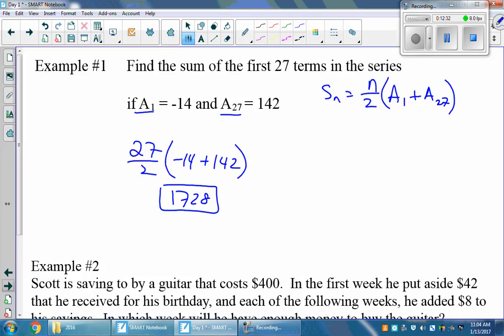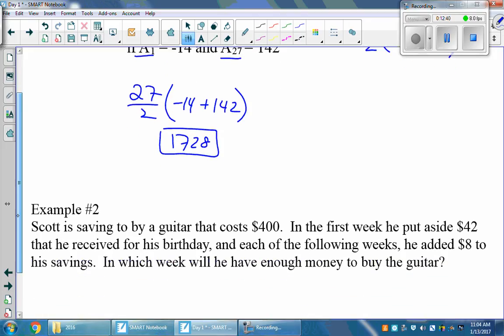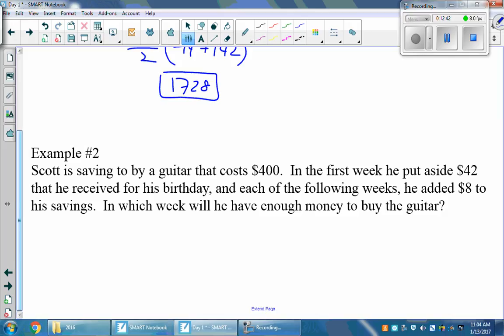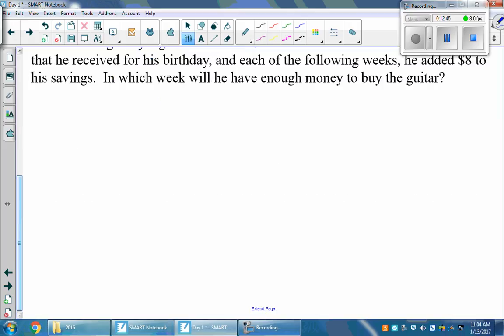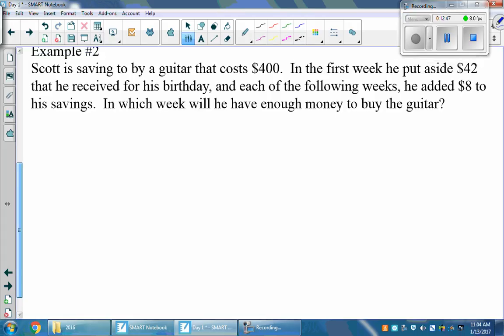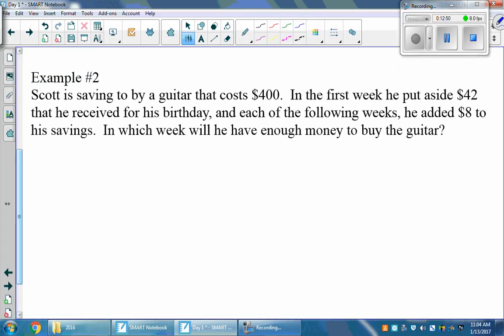And the sum of all those numbers gets you 1,728. Okay, look at 2. Scott is saving to buy a guitar that costs $400. In the first week, he puts away $42 that he received for his birthday. Each week following this week, he adds $8 to his savings. In which week? So he's got to get to 400. So week 1, A of 1, how much money does he have? 42.